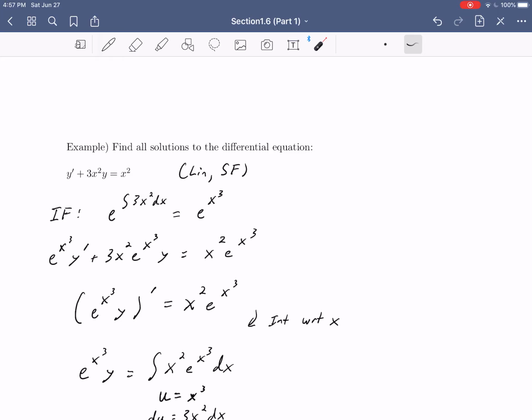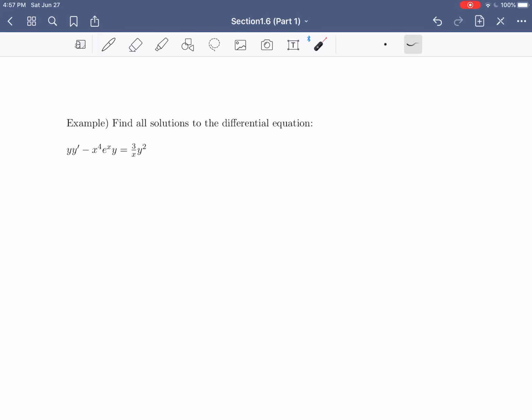All right, let's take a look at another one. So we're going to try to find all the solutions to this differential equation. y' minus x^4 e^x y equals 3 over x y^2. Now, as soon as we see this, we might think that maybe I made a typo or something, because this is nonlinear, right? The y^2, that makes it nonlinear. The y times y', that makes it nonlinear. So we've got definitely some pieces here that are nonlinear. So right now, this thing is nonlinear.